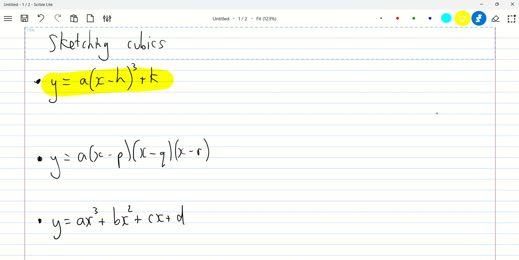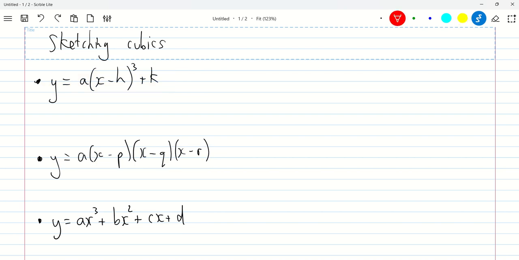You might be given one in factorized form. Good luck. I don't think you will get one. That's nice and simple if you do. But more often than not, you'll be given one in general form, like the one down the bottom. And so we'll have a look at the ways you can do each one.